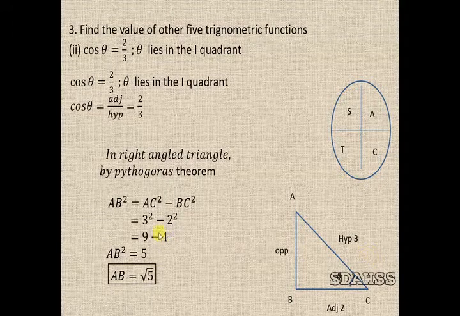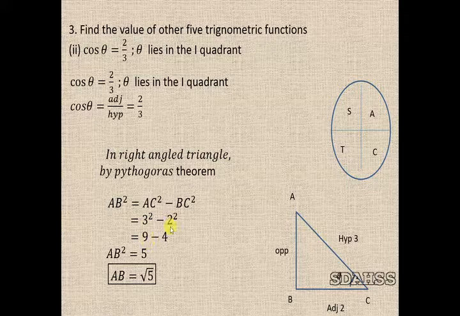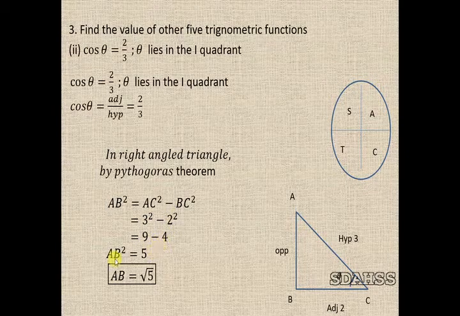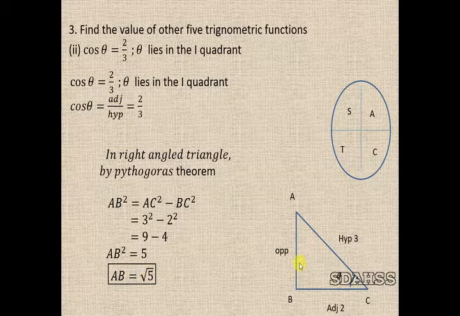AC is 3, so 3 square minus BC 2 square. 3 square means 9, minus 2 square means 4. 9 minus 4 is 5. AB square is equal to 5. Taking the square root on both sides, AB is equal to root 5. The opposite side is root 5.